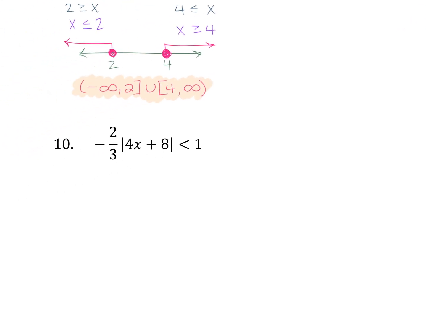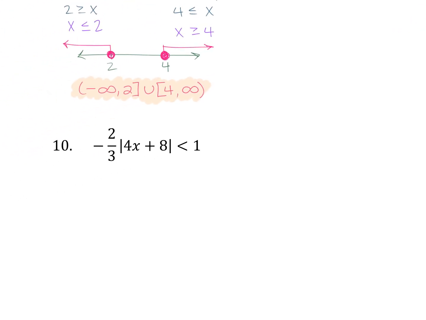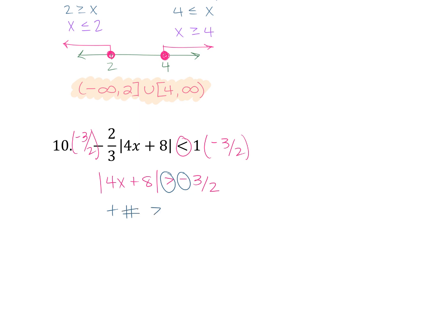All right, so for number 10, we have negative 2/3 times the absolute value of 4x plus 8 is less than 1. So if we were to simplify this, we're going to multiply each side by the negative 3/2 to cancel out those fractions. Change your inequality sign at the same time. So you're going to have the absolute value of 4x plus 8 is greater than negative 3/2. Now with this one, you have the absolute value of something is greater than a negative number. So because it's greater than a negative, you're going to have a positive number is greater than a negative number.